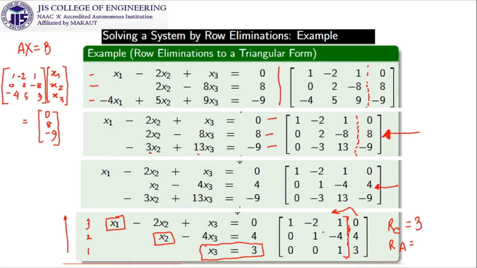And in this case, you can identify the number of non-zero rows in this echelon form, it is also 3. So just by making one matrix, that means the augmented matrix, into its echelon form, you are able to find out the rank of the augmented matrix as well as the rank of the coefficient matrix. And what we are seeing, it is the same, so it is consistent.